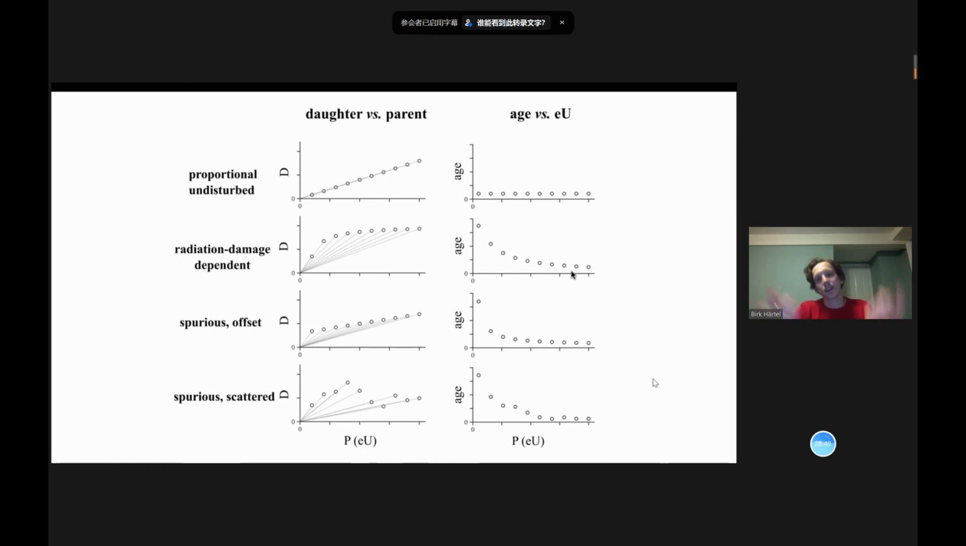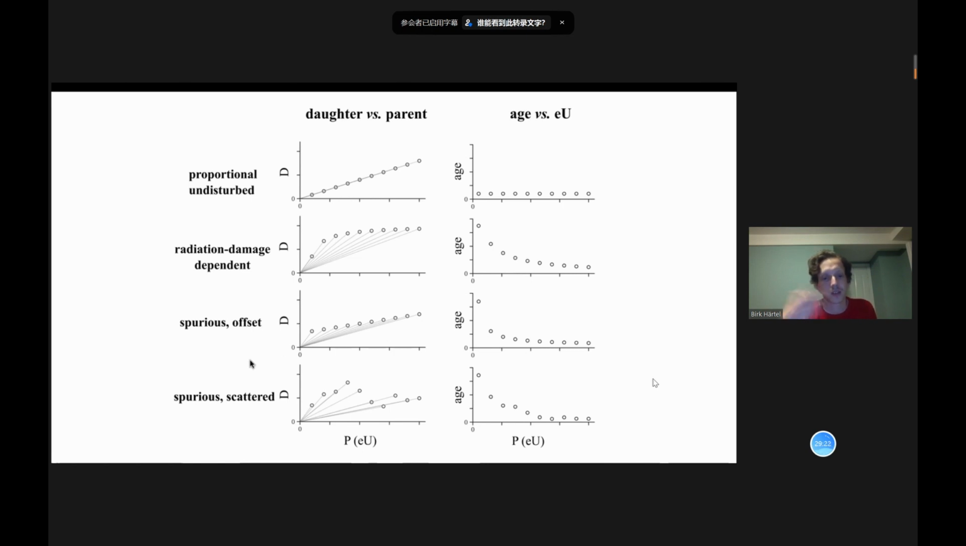But then there are actually two other kinds of deviations from this proportional case, which can also lead us to those age-EU associations. So one could be just a linear trend, but this one does not go through the origin, but it is slightly offset. And what this would give us would be actually a negative age-EU correlation, which looks pretty similar to the one that we have in the radiation damage dependent case.